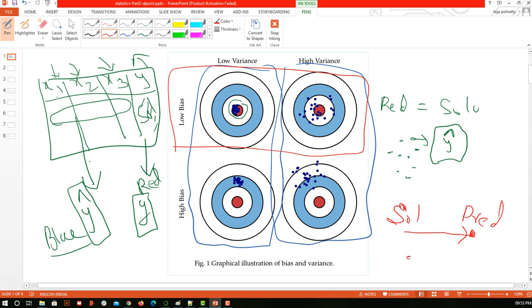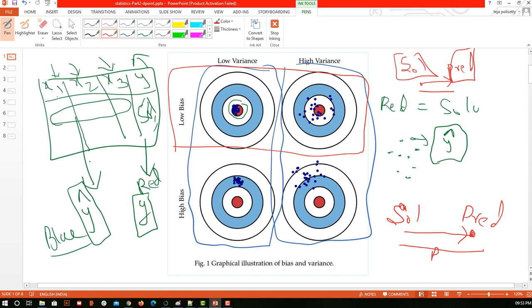Now in the second case my solution is here, but my predicted thing is here. Let me write here. My solution is here and my predicted is here. So if I say the arrow is this, the distance here is less compared to the distance there. So I can say that the distance between the solution and the data point we have, the predicted one, is nothing but bias. The closer we are to the solution, the less the bias.